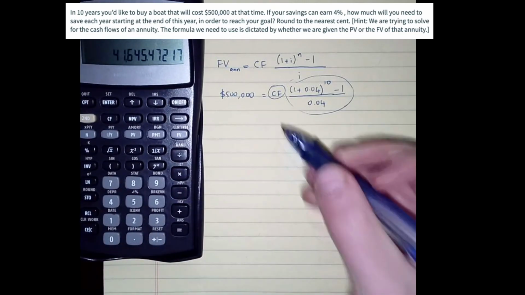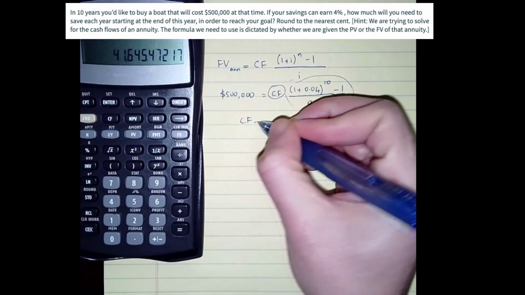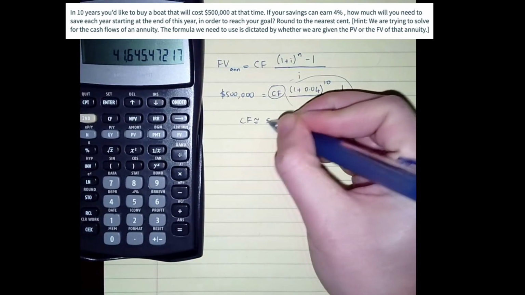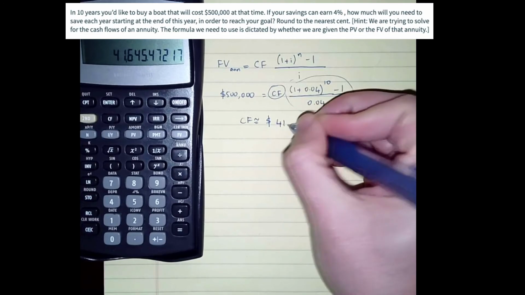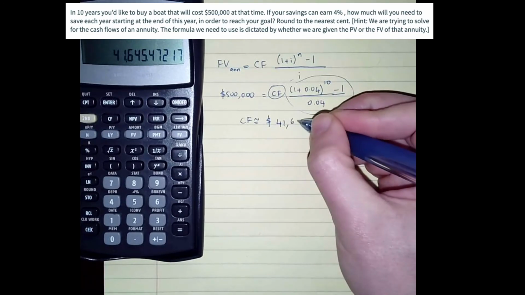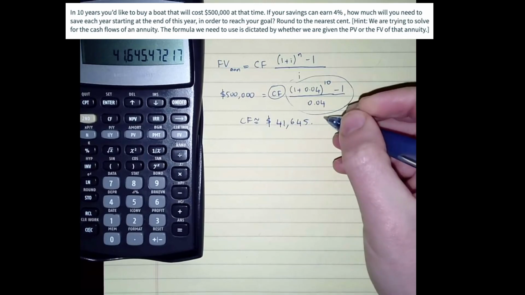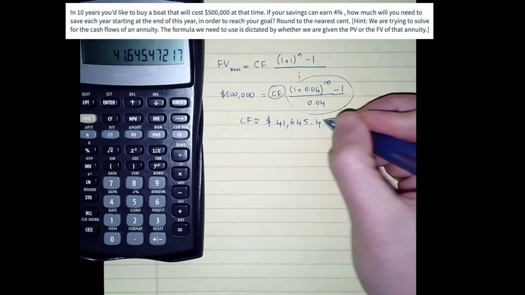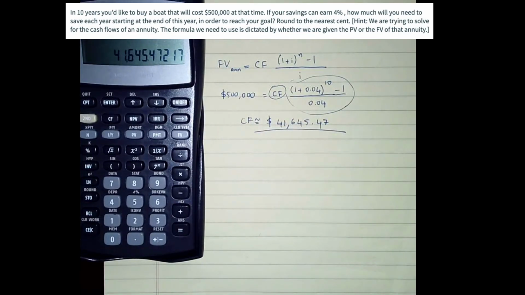That gives me, and now I can round it, so I need to put aside $41,645.47 at the end of each year for 10 years, earning 4%. And I'm going to end up with $500,000 after 10 years.